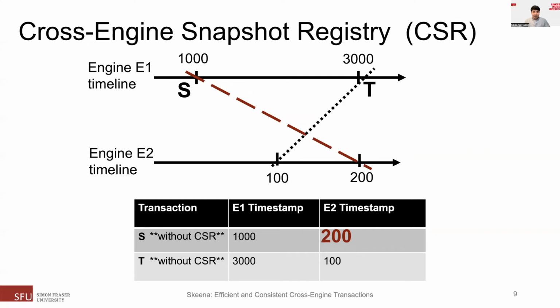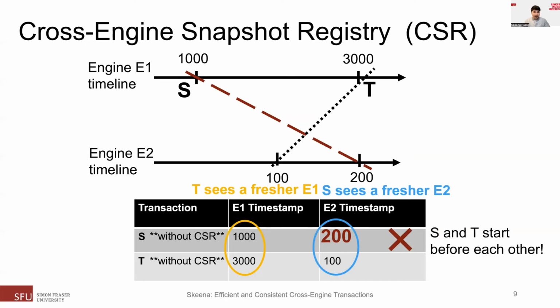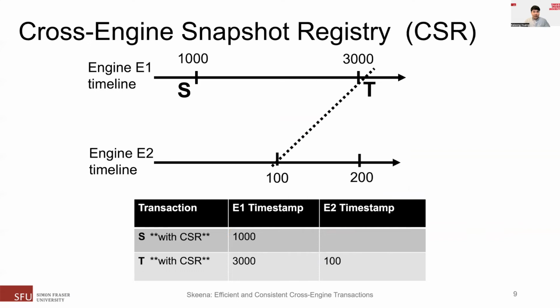Basically, transaction T sees a fresher snapshot of engine 1. On the other side, transaction S sees a fresher snapshot of engine 2. Which means S and T start before each other, and we all know this should never happen. Now let's start over and see what will happen when CSR is in place.